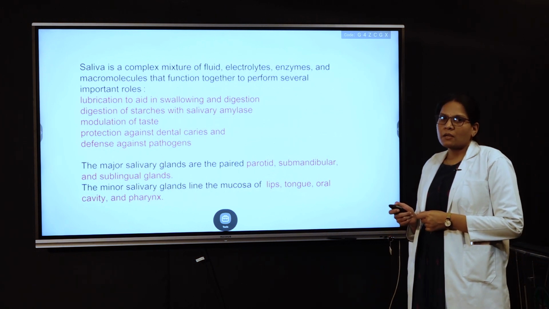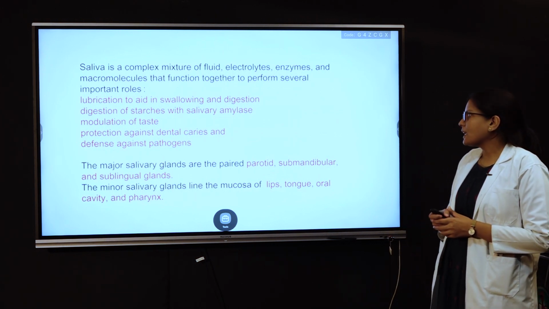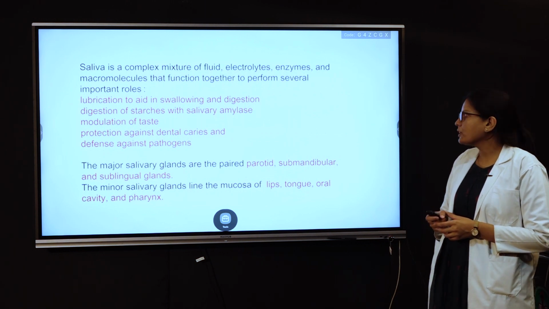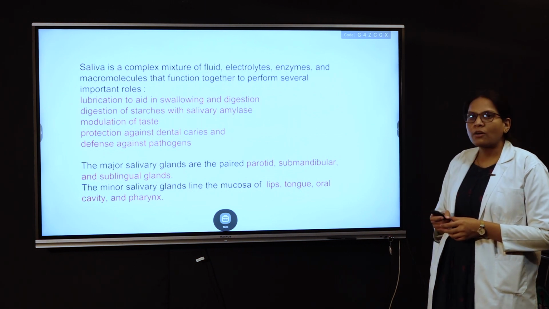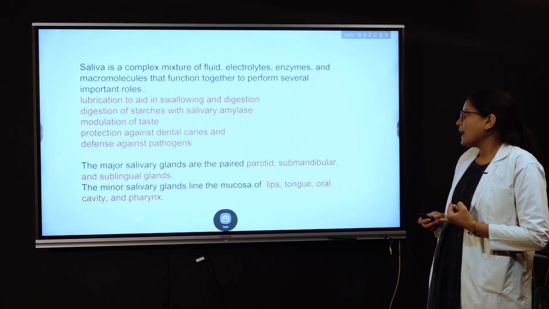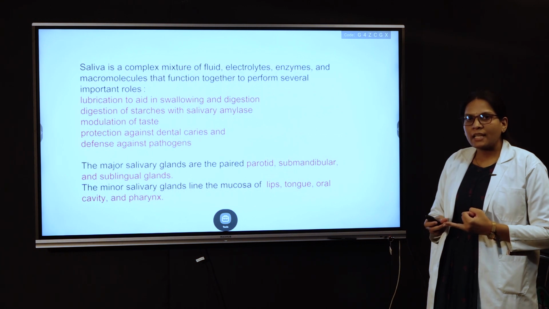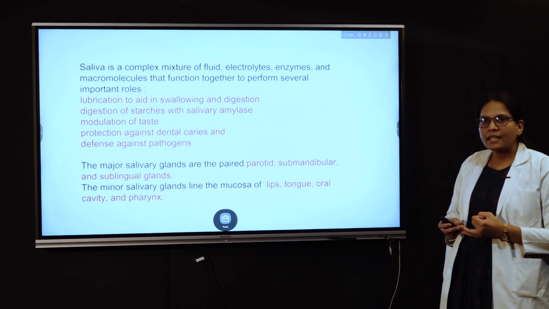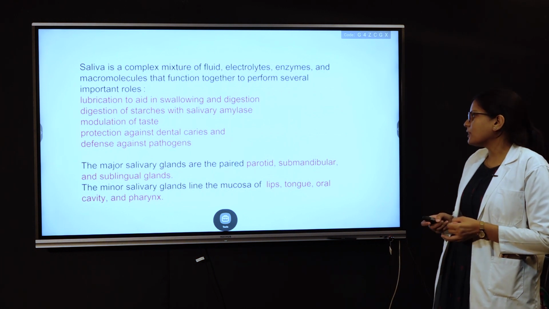So when you analyze the biochemistry of saliva, it is a complex mixture of fluid, electrolytes, enzymes and macromolecules that function together to perform several functions like lubrication to aid in swallowing, digestion of starches with the enzyme salivary amylase, modulation of taste and protection against dental caries and defense against different pathogens.